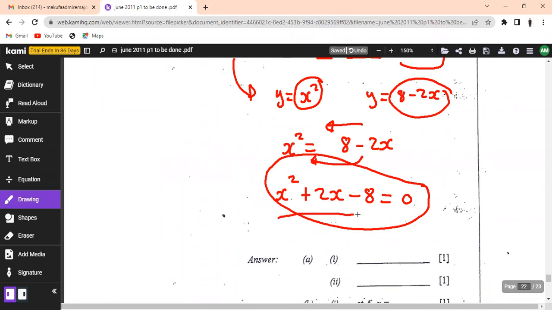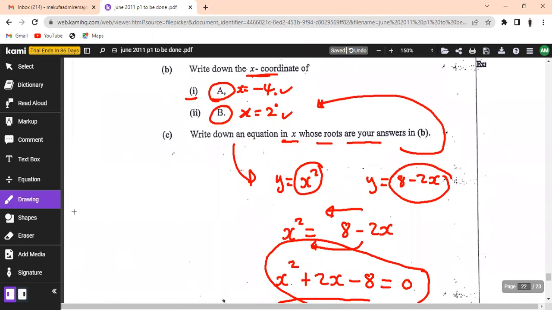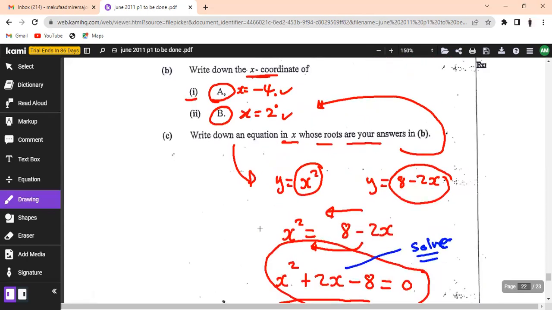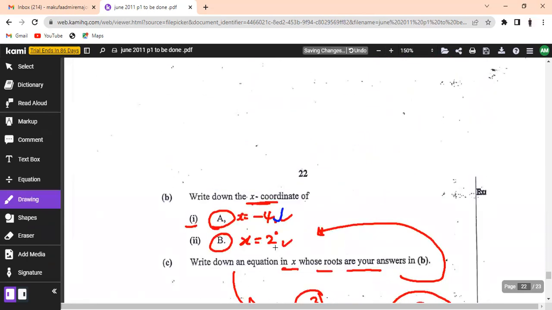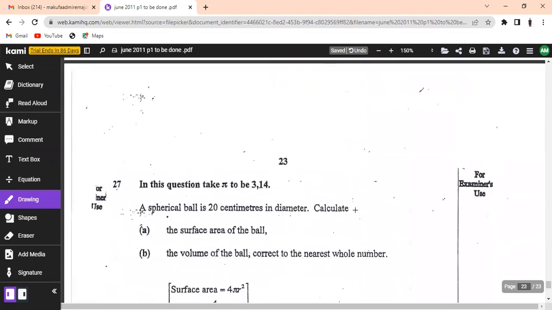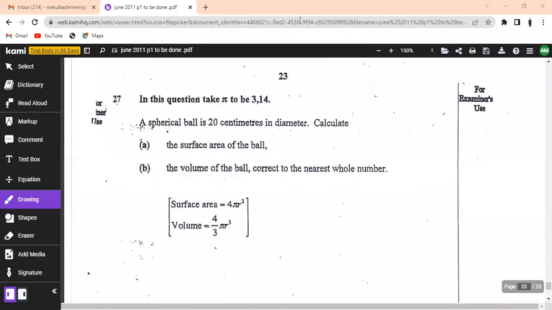And if you solve this equation, you are going to see that your answers are going to be minus 4 and 2. So what I want you to do is try this as your own activity. I want you to solve this equation, okay? If you solve it, you are going to obtain directly these values that we obtained, 2 and minus 4. I want you to try it and see if you obtain the same.